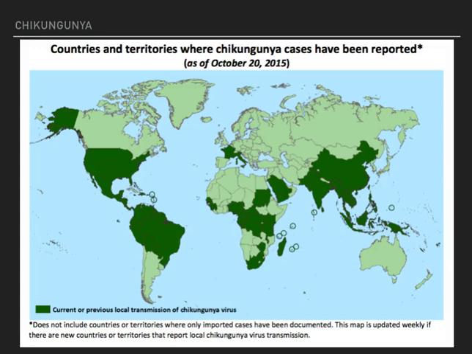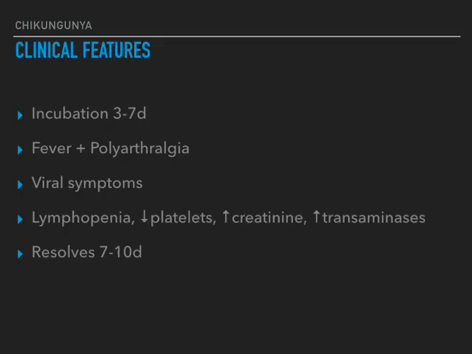This is a map showing areas where chikungunya cases have been reported, and you can see again that this disease is mostly confined to the tropics and subtropics. The incubation period is about 3 to 7 days, and the majority of patients that actually contract this disease do become symptomatic. It typically begins with acute onset of fever, typically a high fever in the 39 range, as well as polyarthralgia. The joint symptoms are typically bilateral and symmetric, as well as severe and debilitating.